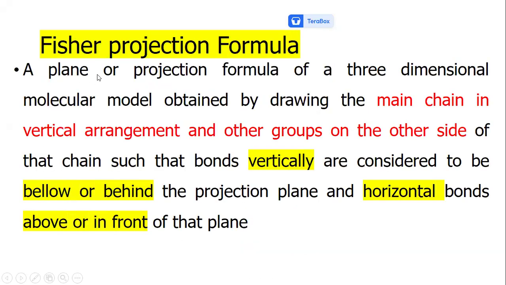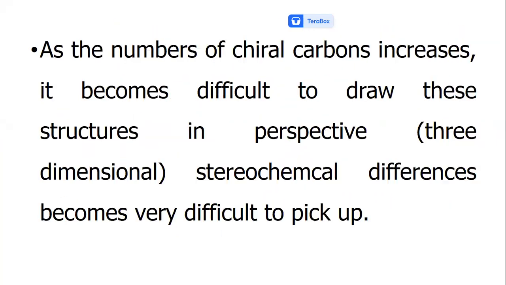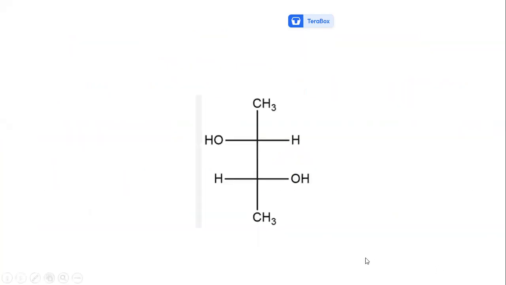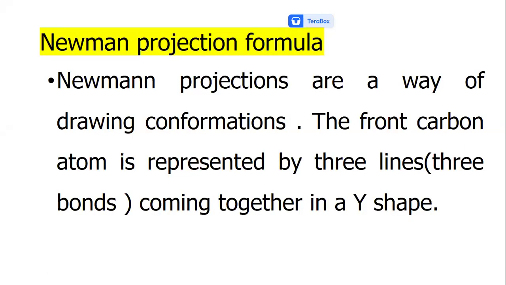Fischer projection formula: a projection formula, a three-dimensional molecular model obtained by drawing the main chain in a vertical arrangement and the other groups on the sides of the chain, so that the vertical bonds are considered to be below and behind the projection plane, and the horizontal bonds are above, in front of the plane. This is the Fischer projection formula. The main chain is written in the vertical line and the side chains in the horizontal line. These are the Fischer projection formulas.